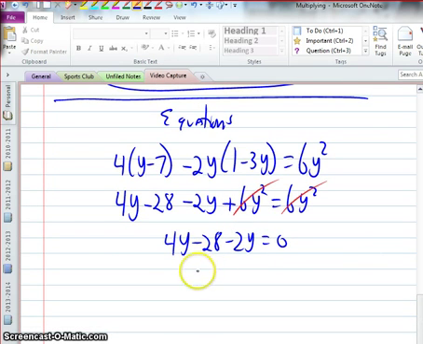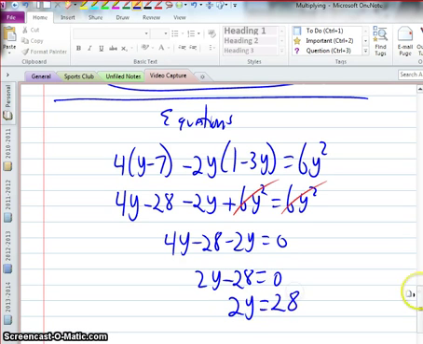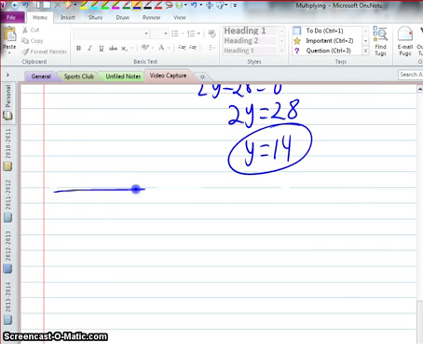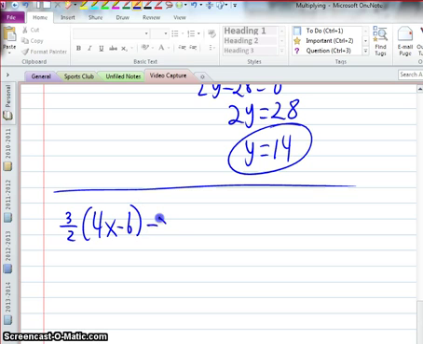We can combine like terms here, get our constant to the other side of the equation, and divide by the coefficient to get a final answer of 14. And let me do one last one that involves some fractions. I know everybody's afraid of fractions. And this will be the last one for this lesson.